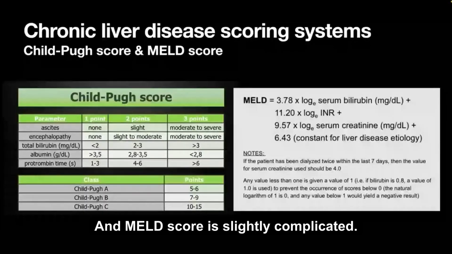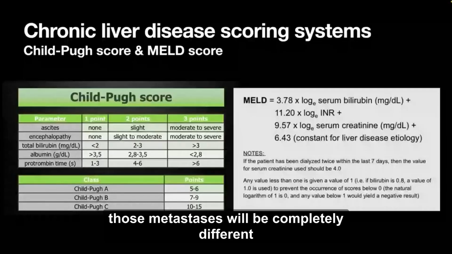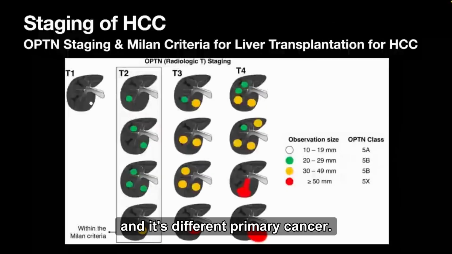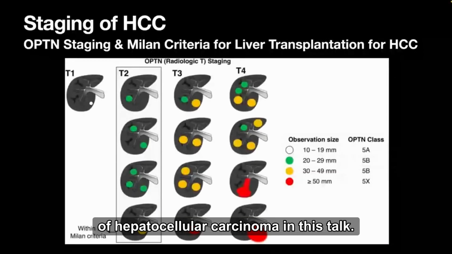And the MELD score is slightly complicated. It has a formula in it, and it's shown on the right-side table. Staging for metastases would be completely different from primary cancer, so I'm mainly just going to go through staging of hepatocellular carcinoma in this talk.